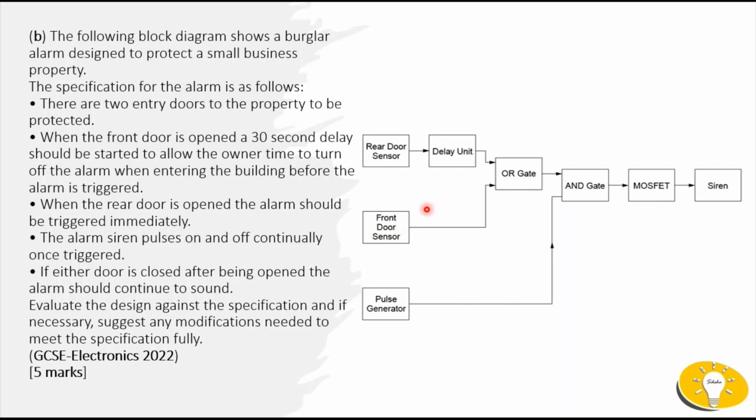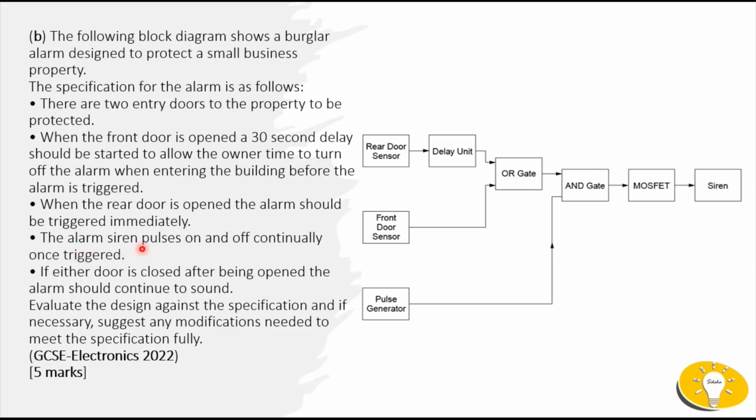So right away, if you read the question and compare the block diagram, this delay unit should be at the front door, isn't it? The delay unit causes a delay in the output, a fixed delay. That 30-second delay is required at the front door, not at the rear door. At the rear door, the alarm should be triggered immediately. So that's one of the errors which you can immediately find.